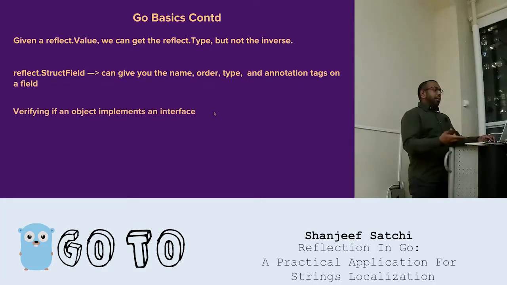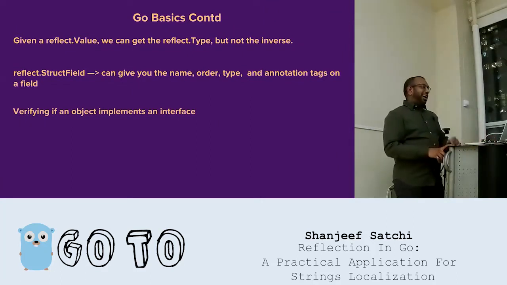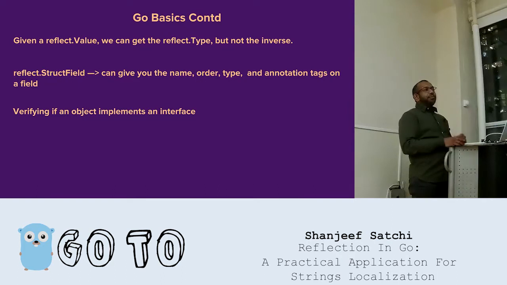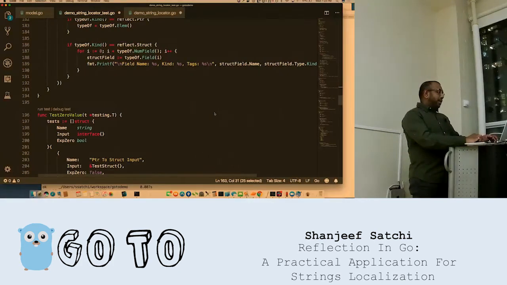So lastly, we know that given an interface reference, we can always type check for the underlying concrete object in Go. But what about the reverse? Can we take an object and confirm whether it implements some kind of interface? You can use the reflect package for that as well.